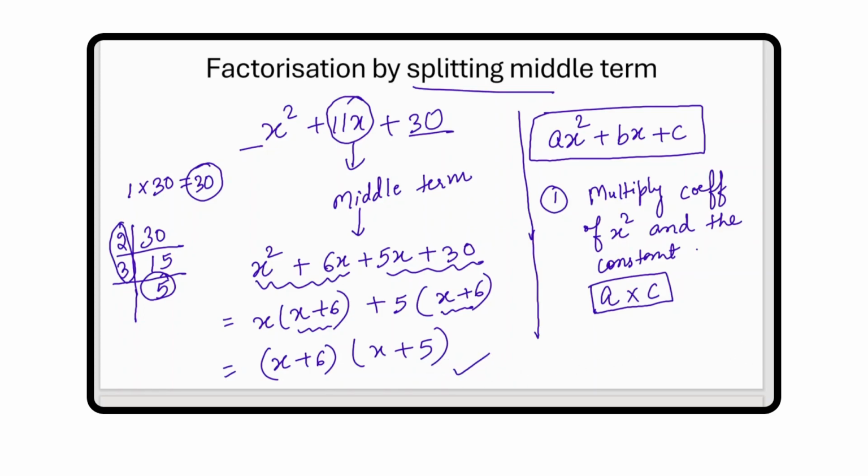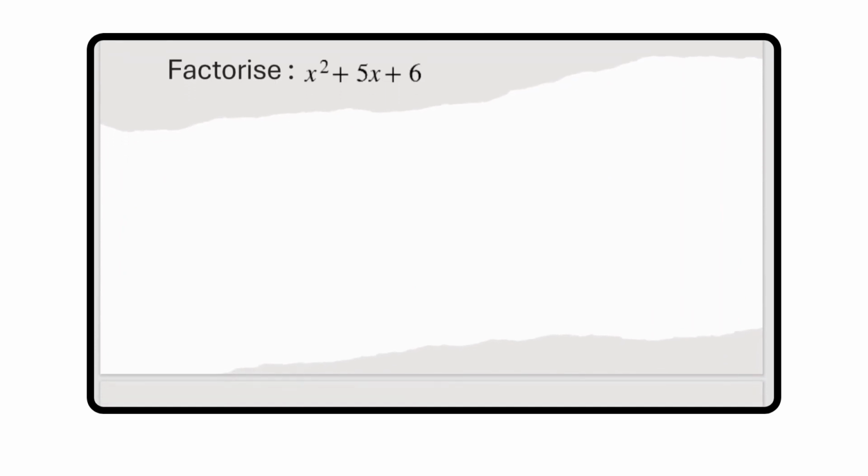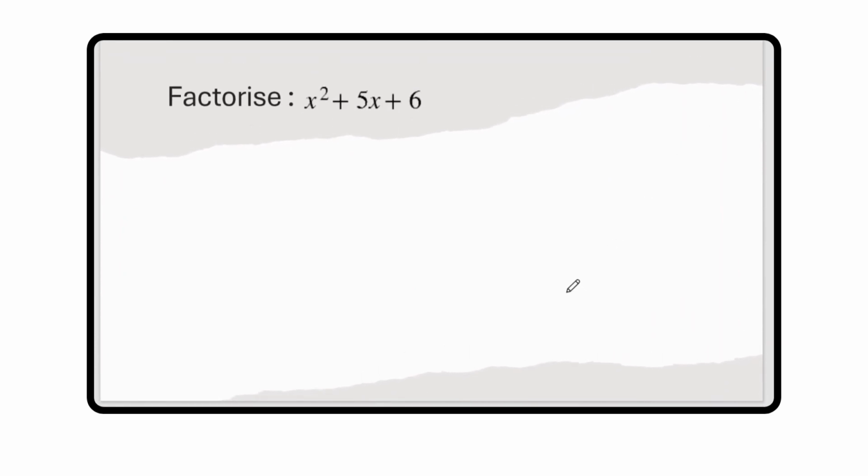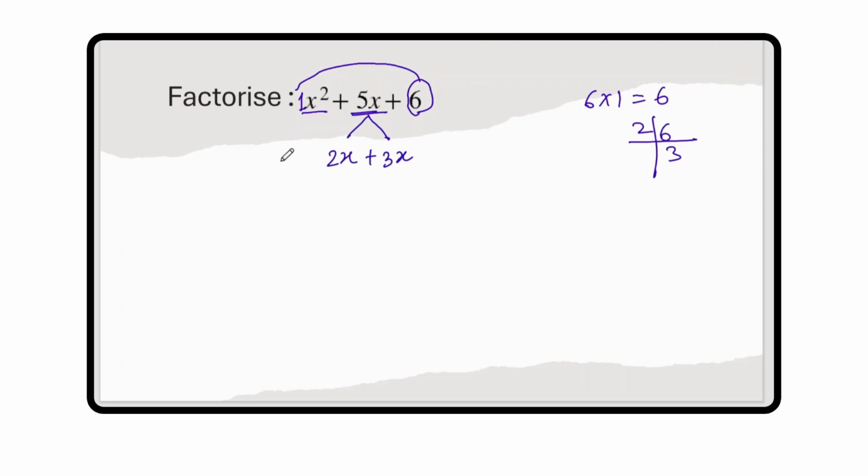So let us see a few more questions. First question is x square plus 5x plus 6. So what is the coefficient of x square here? It is 1 and constant is 6. So if you multiply 1 and 6, you will get 6. Now you are going to split 6 in such a way that the addition will give us 5. So you can see if you prime factorize 6, you will get 2 into 3. Now you see 5x can be written as 2x plus 3x, and the rest of the things you will write as it is.